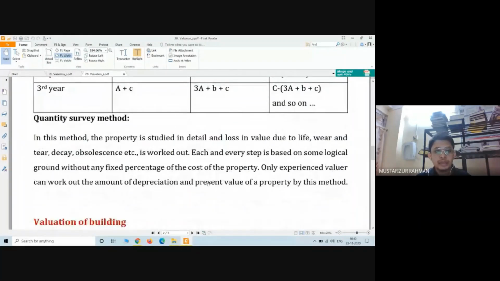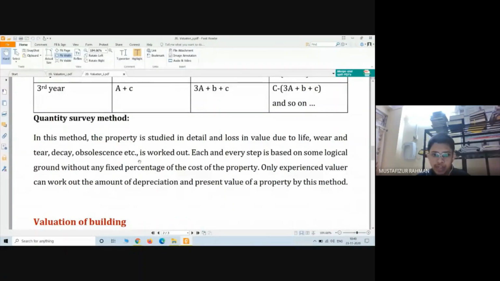Then we have another method, it is called the quantity survey method. In this method, we have to study in detail every aspect of our building. The loss due to wear and tear, decay, etc. Everything is studied in detail and found. The depreciation is found without any fixed percentage. It is not based on any fixed percentage.